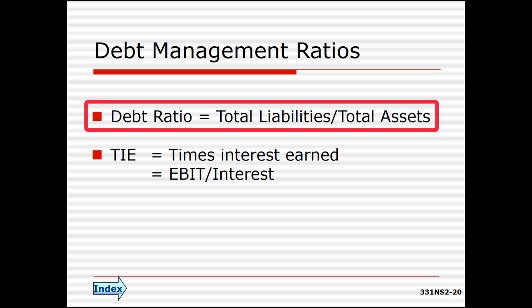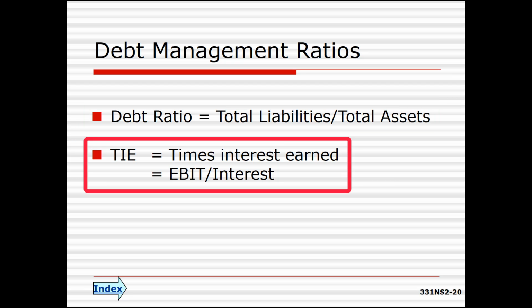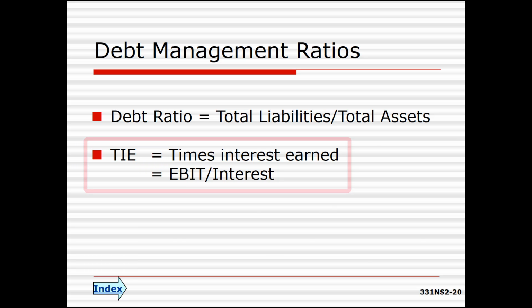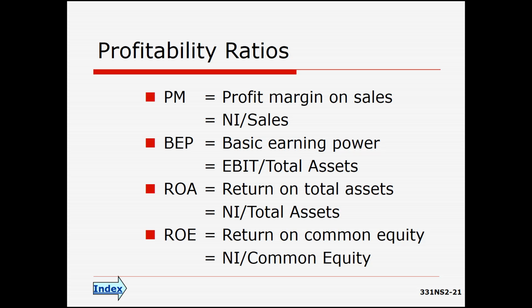Debt ratio measures how much debt the firm is using in its capital structure. Again, this must be compared to previous years and peers to have meaning. Times interest earned looks at whether the firm is earning enough to pay the interest on their debt. Bigger is better.